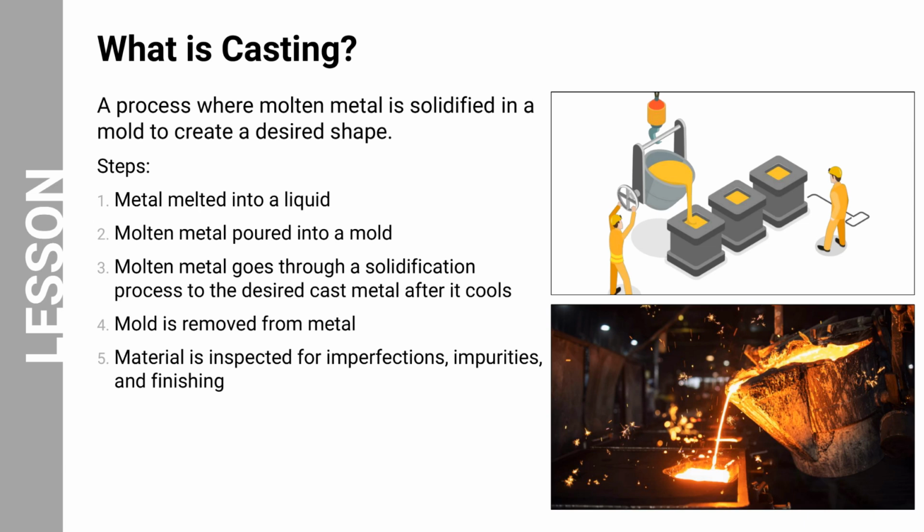After complete solidification, the mold is removed from around the metal casting. Finally, the cast piece undergoes a thorough inspection to check for imperfections or impurities, and appropriate finishing processes are applied to achieve the desired final product specifications.